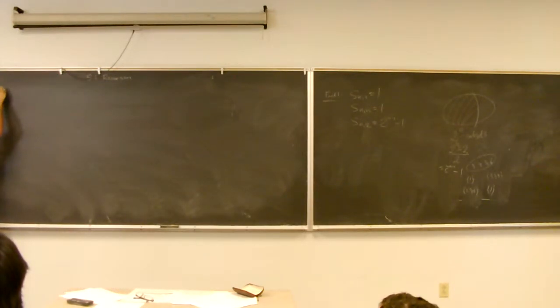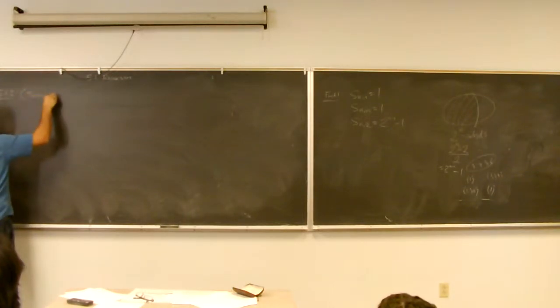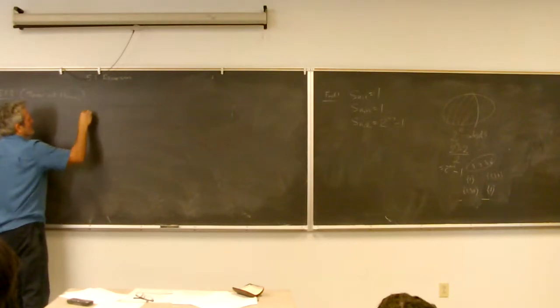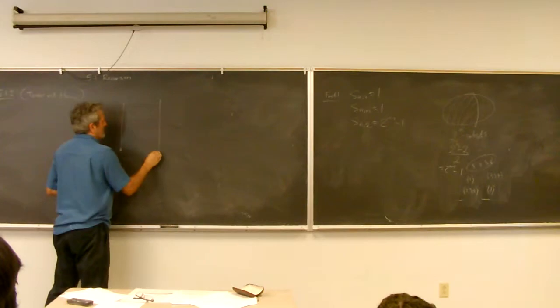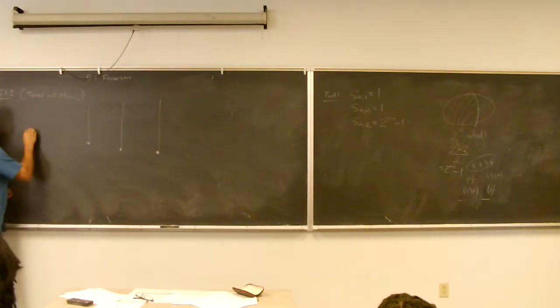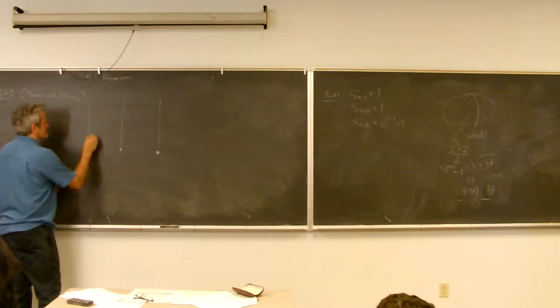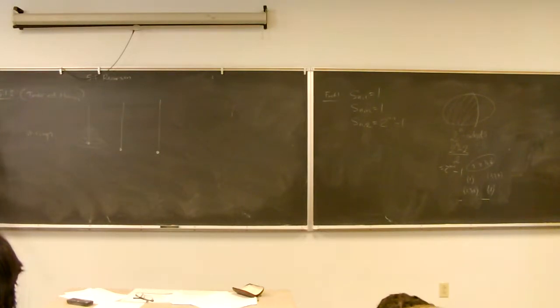So 512, Tower of Hanoi. So what is the story? We have 3 poles, and we have n rings. N rings of different size. And they are all lined up here on one of the poles. So here are the rings, let's say 5 rings.